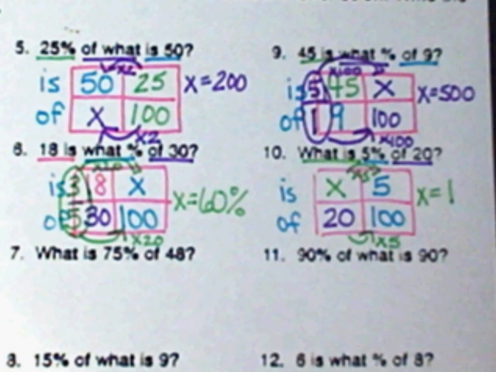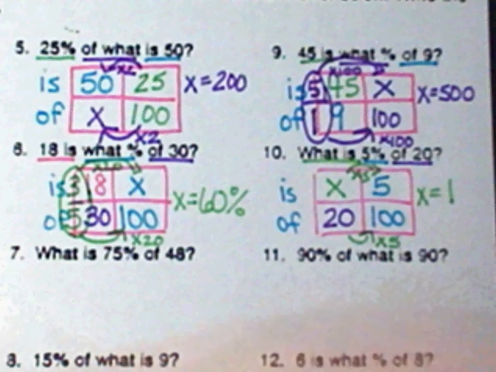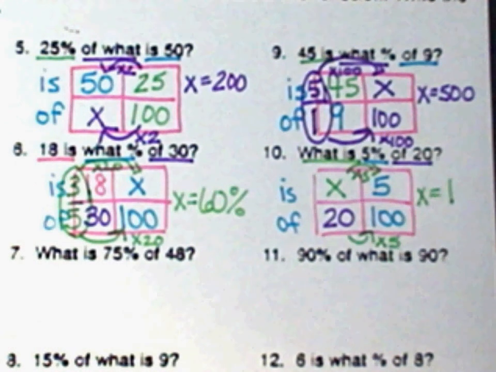Now can I get from 5 to 100? Yes, it's times 20. So how do I get from 3 to x? Well, 3 times 20. X equals 60. I was looking for what percent? So it's 60%. Okay, try this one. Pause the video, set up your proportion box, label, stick your numbers in there, find your scale factor, come back and check with me.